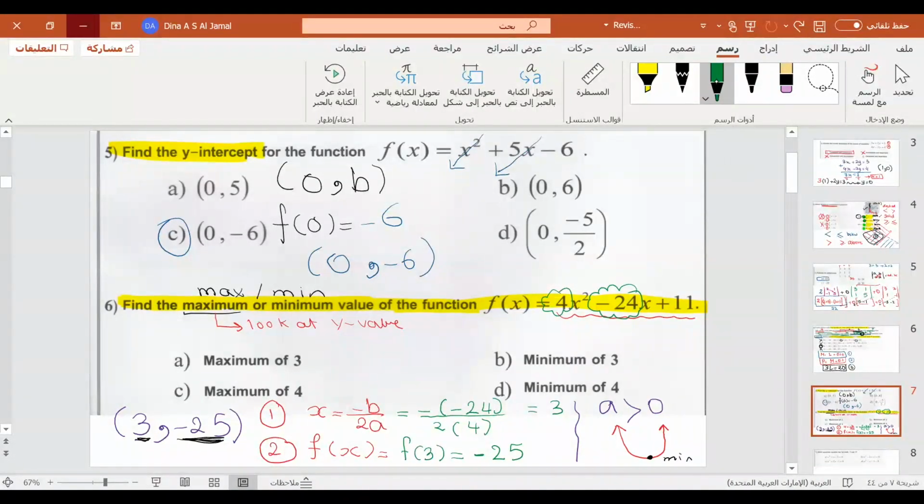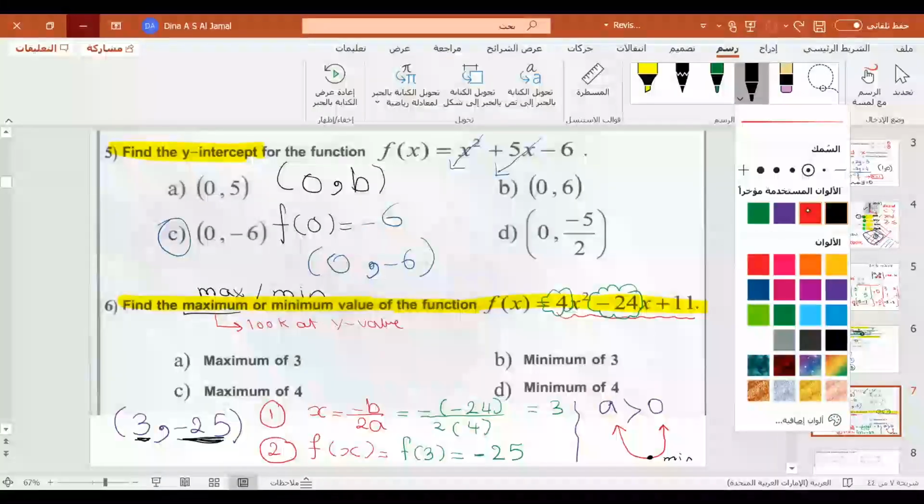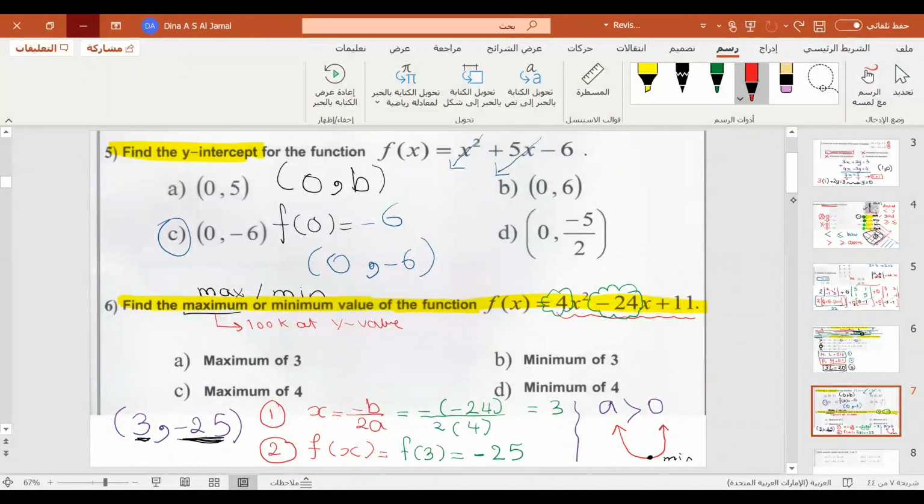Max of 3, minimum of 3, max of 4, minimum of 4. Actually, if I would like to comment on the multiple choices, all of them are wrong. Why? Look at the wording. The wording means max of 3. That means you are having y of 3, and that's wrong. Y of 4, that's wrong.